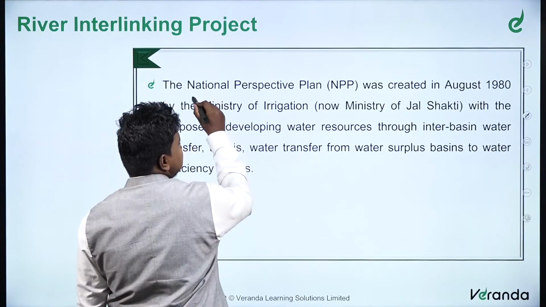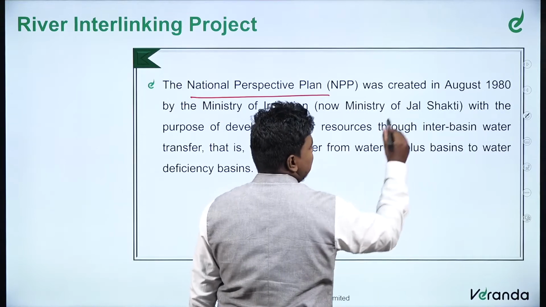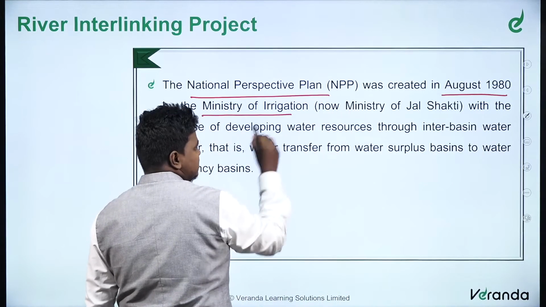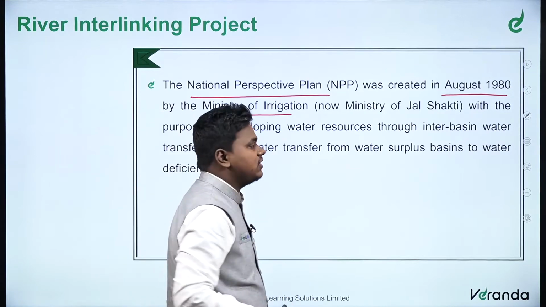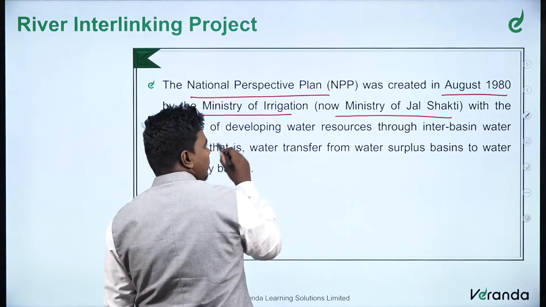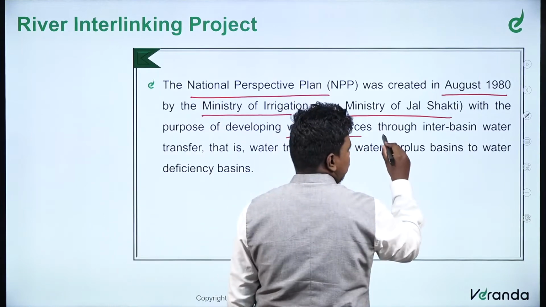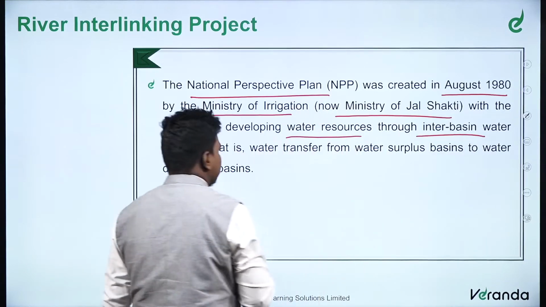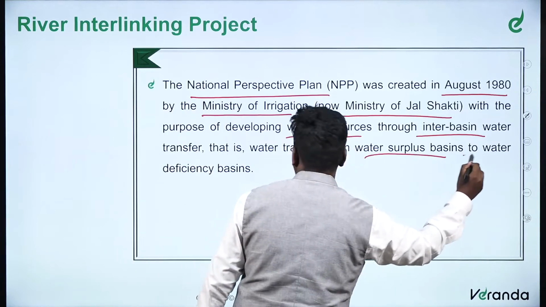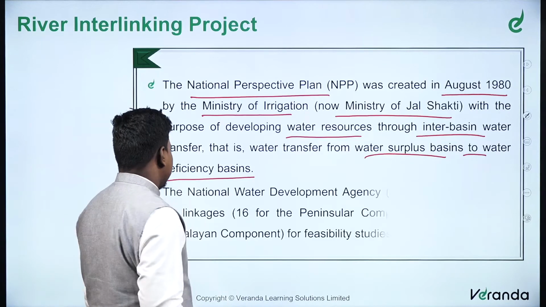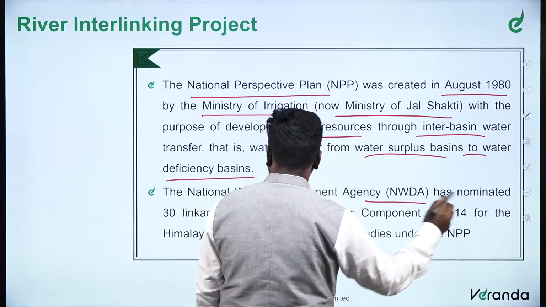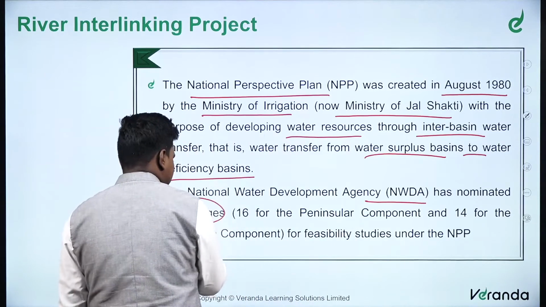So, the National Perspective Plan, NPP, was created in August 1980 by the Ministry of Irrigation. Now it is called the Ministry of Jal Shakti, which has been renamed. The purpose is developing water resources through interbasin water transfer, that is water transfer from water surplus basins to water deficiency basins.